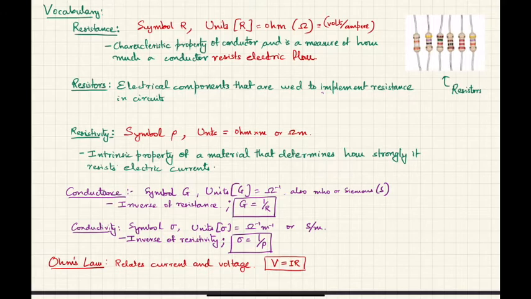All right, the next thing we need to understand is resistivity. I'm introducing vocabulary here. Its symbol is rho, and units are ohm multiplied by meter, or ohm meter. And this really is the intrinsic property of a material that determines how strongly it resists electric current.